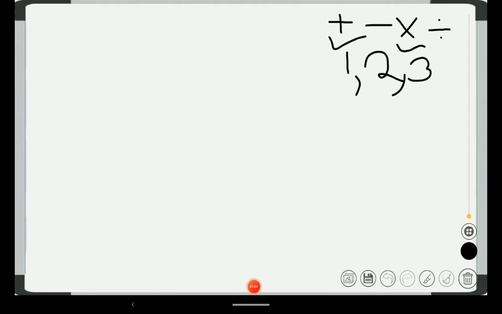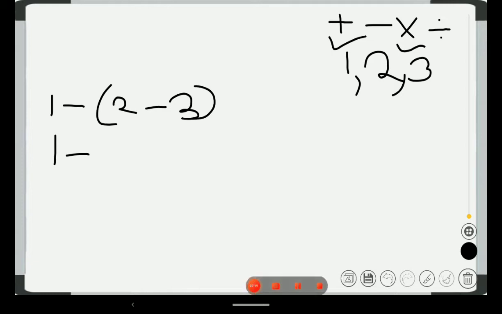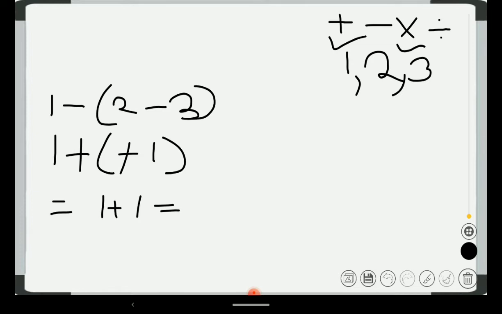Now subtraction. 1 minus 2 minus 3, which is 1 minus of minus 1, which is equal to minus cancel, 1 plus 1, which is equal to 2. So this is how you add integers. You will learn about them in detail later.